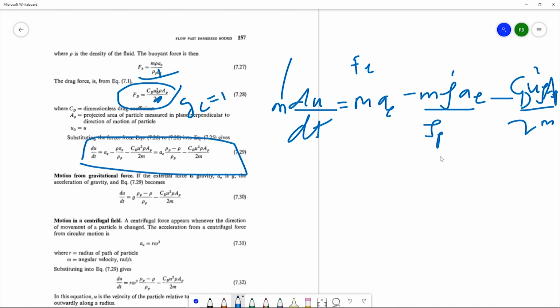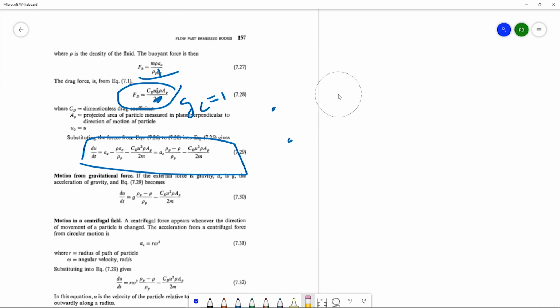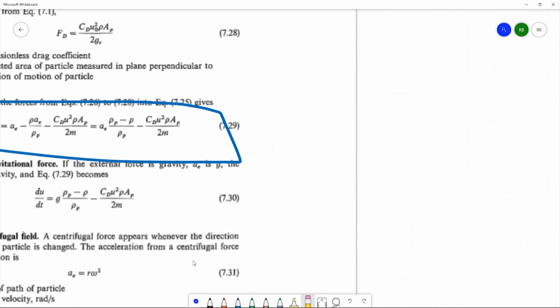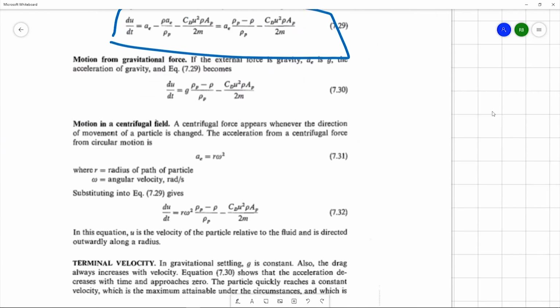Now, A_E is nothing but just the external acceleration. The external force can be anything, right? As I told you, we have two common external forces. One is gravitational force and another is centrifugal force, right? So just simply put according to the force you have selected. Okay, so this equation is there.